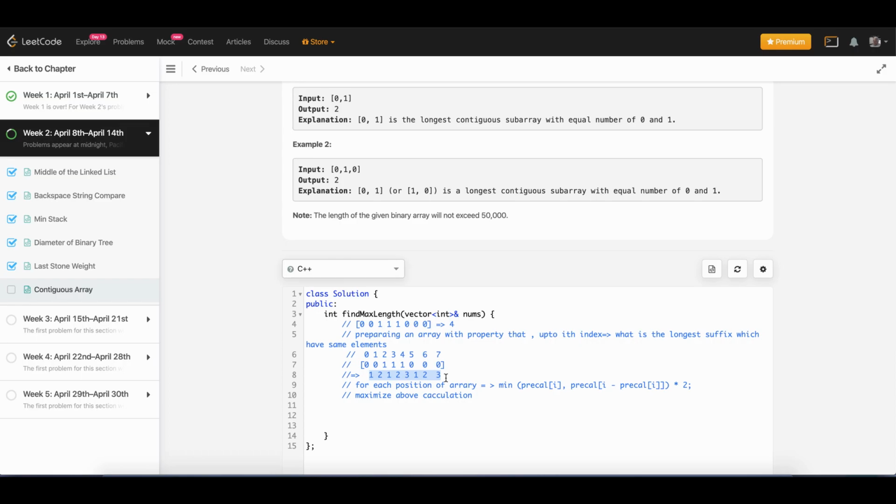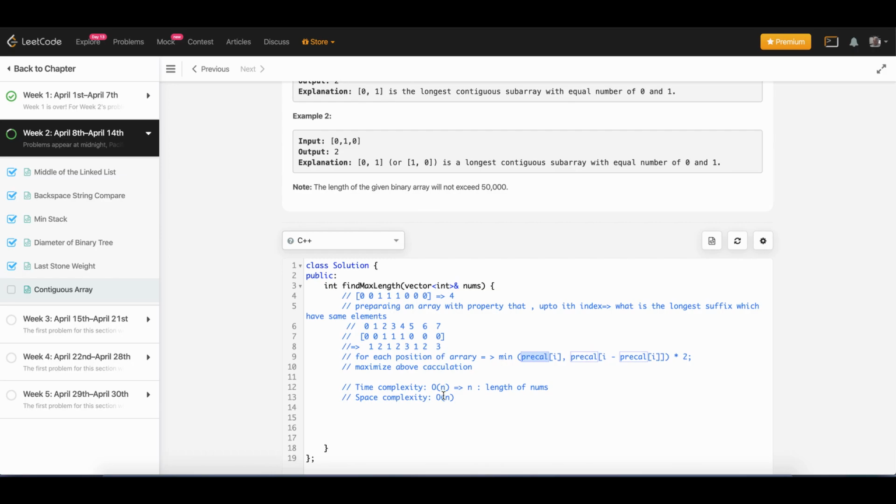Now, what will be the time and space complexity of this solution? Definitely the time complexity would be big O of n, where n is the length of the array nums. The space complexity is also big O of n, because we are taking the pre-cal array in order to calculate those values. Well, this is my first idea.